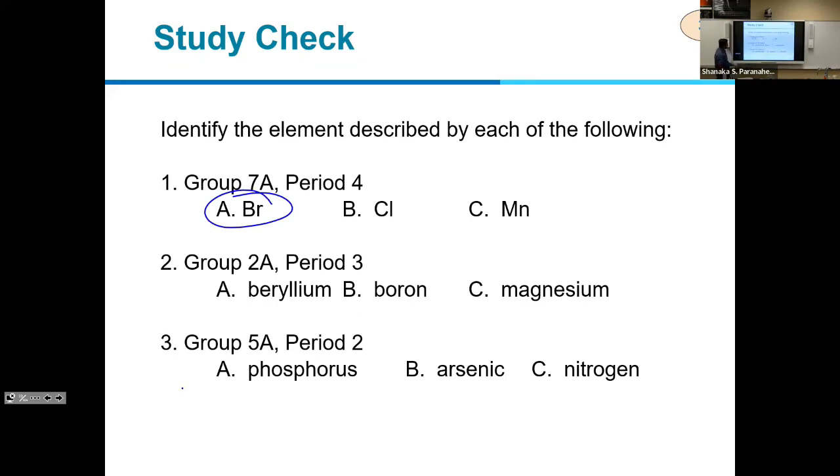Okay, so next one, group 2A, period 3. Magnesium. So group 1, group 2, period 1, period 2, period 3. So it's magnesium. And group 5A, period 2. That's the first element in that group, which is nitrogen.